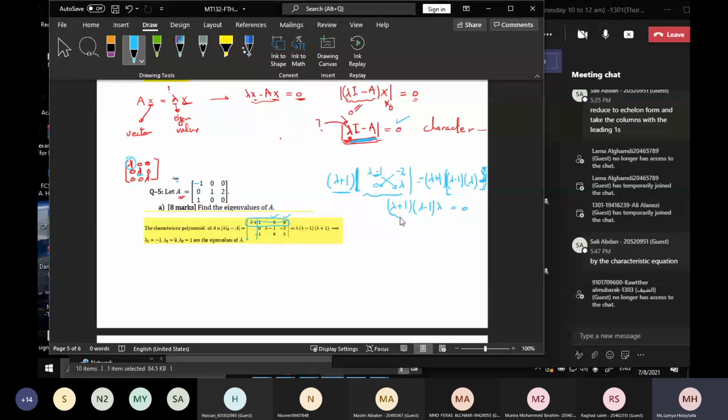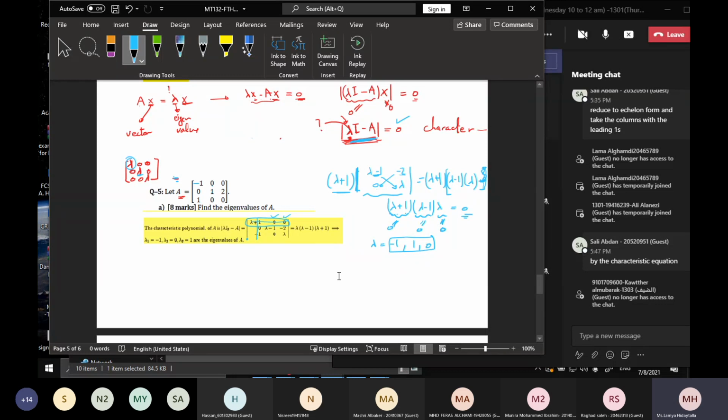Type, and this is just multiplication of terms. So to be equal to 0, either this one is 0, or this one is 0, or this one is 0. Correct? That means either lambda is equal to minus 1, or 1, or 0. So what are the eigenvalues? These are the eigenvalues: minus 1, 1, and 0. So for this matrix, the corresponding eigenvalues are minus 1, 1, and 0.